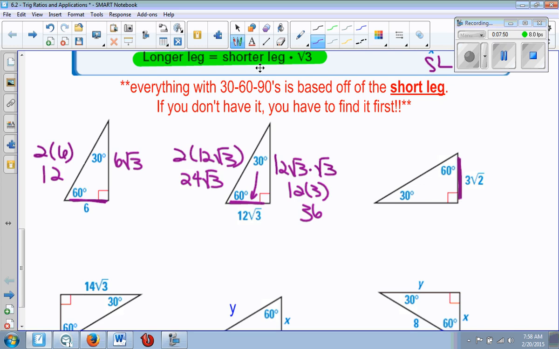3 root 2 is across from the 30, so it's the short leg. If I want the hypotenuse, I'm going to double. 3 root 2 doubled gives me 6 root 2. If you want to figure out the long leg, take the short and multiply by root 3. If I multiply those roots together, I get a final answer of 3 root 6. Again, special right triangles is all about memorizing the pattern.